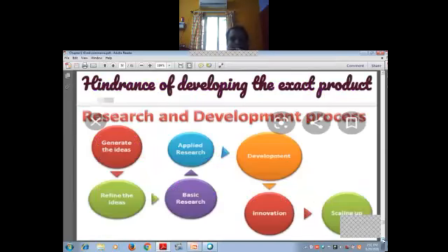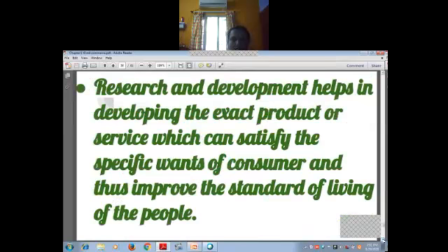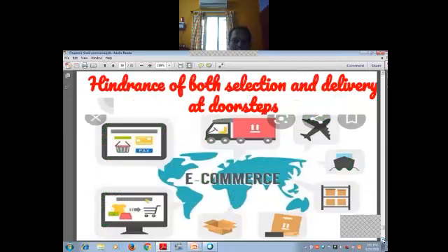So hindrance of developing the exact products. So research and development, new innovation of products, everything will help us to improve our business. Research and development help in developing the exact product or service which can satisfy the specific wants of consumers and thus improve the standard of living of the people. So new products, new research, innovative products are coming, and they will satisfy human wants.